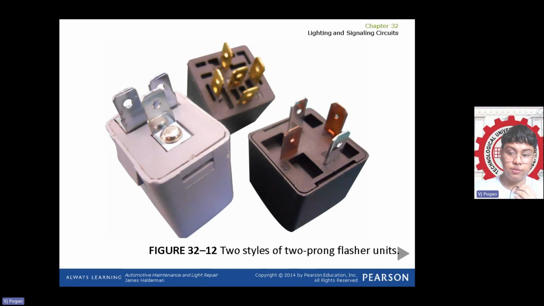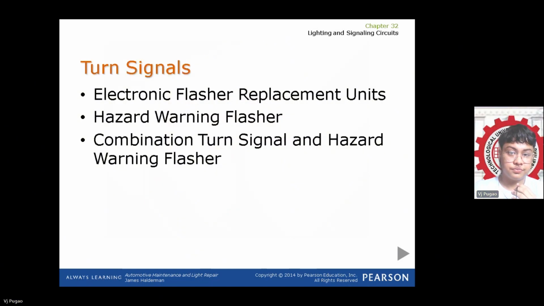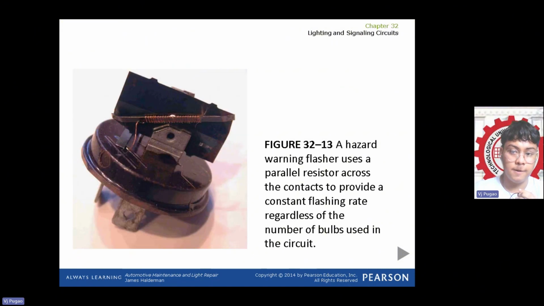Two styles of two-prong flasher units. Electronic flasher replacement units: hazard warning flasher, and combination turn signal and hazard warning flasher. A hazard warning flasher uses a parallel resistor across the contacts to provide a constant flashing rate regardless of the number of bulbs used in the circuit.